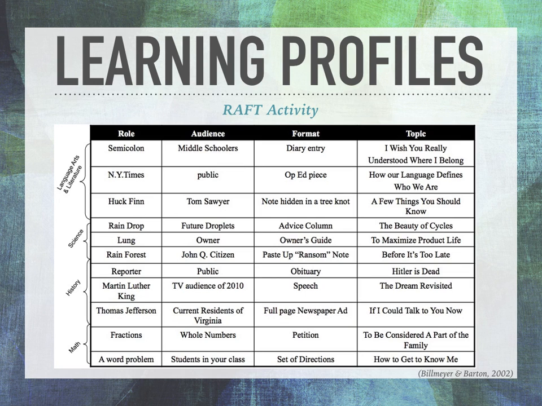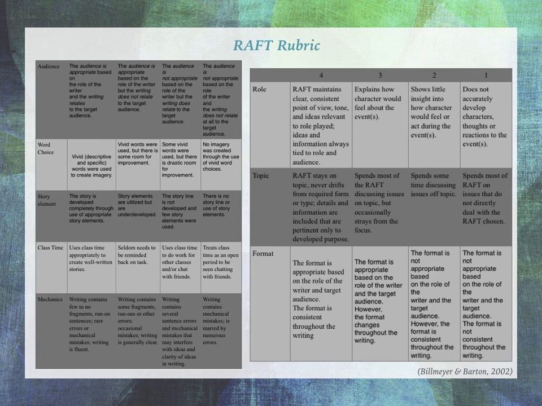And right here you can see plenty of examples for multiple subjects, and the students will be given 3 of each category to choose from. So 3 roles, 3 audiences, 3 formats, and 3 topics. And this allows students to creatively express their content knowledge in a way that makes sense and is efficient for them. And sometimes you can assign the role, the audience, the format, and the topic, or you can allow the students to choose their own.